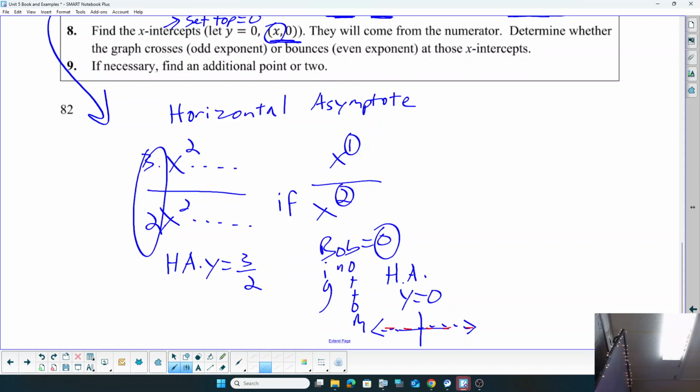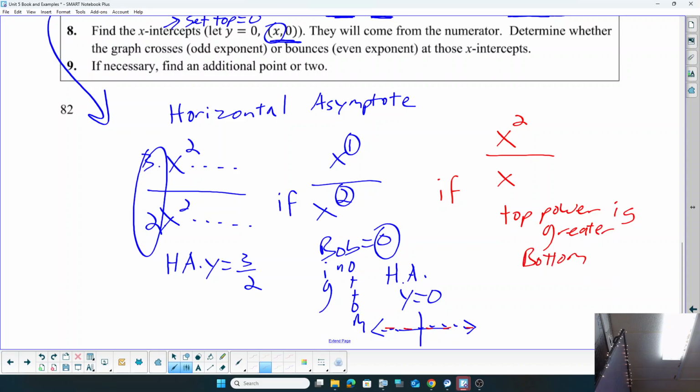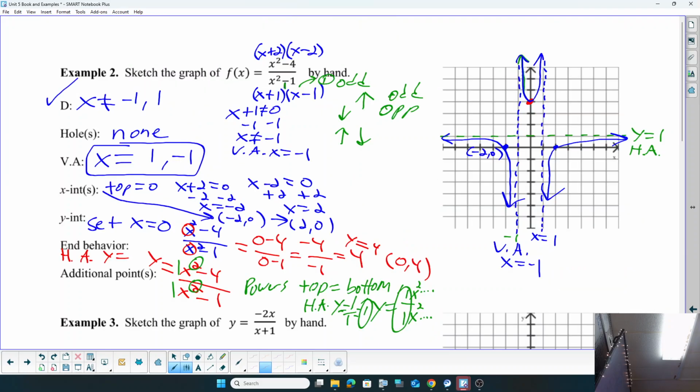Last but not least, if the top power is greater than the bottom power, then y equals none or slanted. Basically, there's no horizontal asymptote, but there is a slanted asymptote there. Cool. So I just wanted to share that with you.